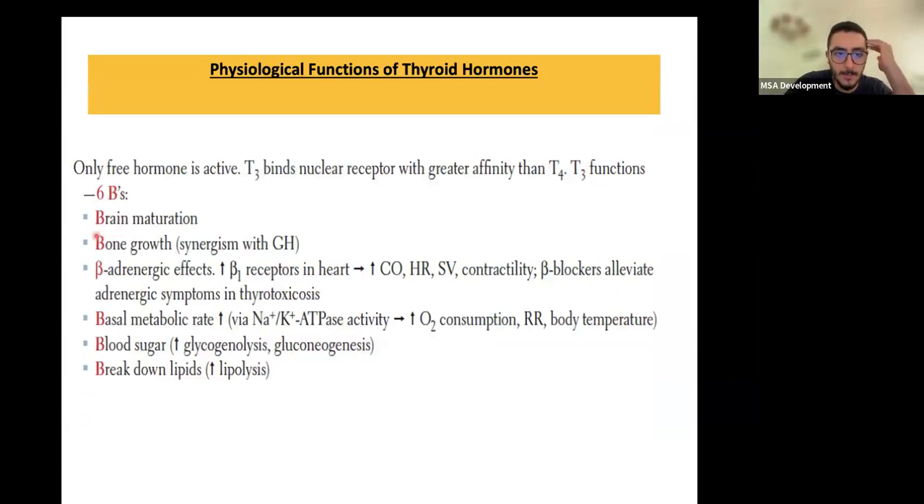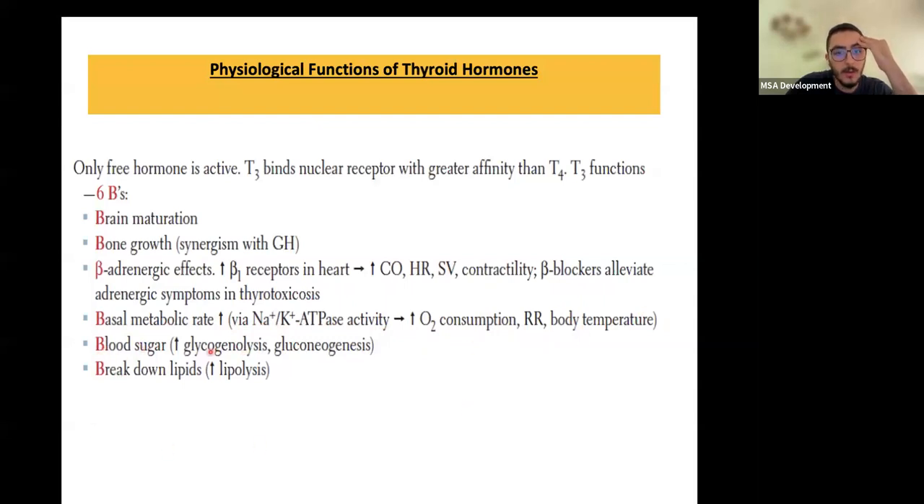So brain maturation in infants and bone growth also in infants, synergism with the growth hormone, beta adrenergic effect to increase the cardiac output through the heart rate, basal metabolic rate increase, which is the BMR. How? By increasing the sodium potassium ATPase activity, hence increasing O2 consumption and increasing body temperature.